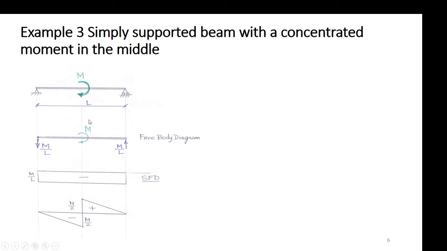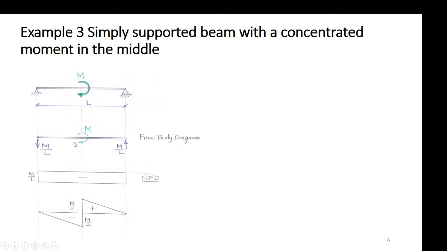If a concentrated couple or moment acts in the middle of a beam, you can see this moment M is clockwise. Since there is a hinge joint at the left end and a roller joint at the right end, there is no horizontal force or vertical force, just a couple applied here in the center. So there will be equilibrating forces vertically up or down. Whether the reactions are up or down, you can easily find out: because M is trying to rotate the beam clockwise, the reactions should try to rotate the beam anti-clockwise.